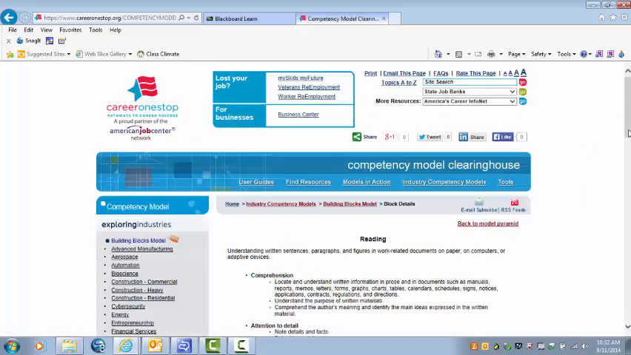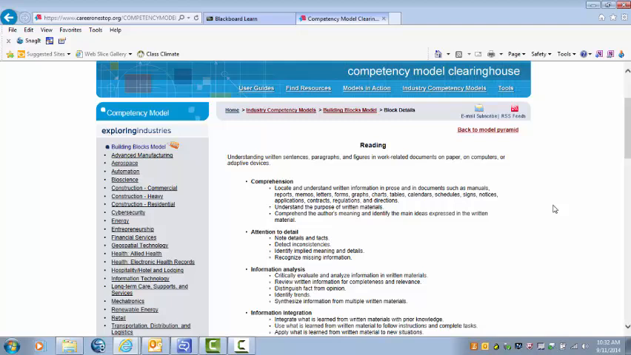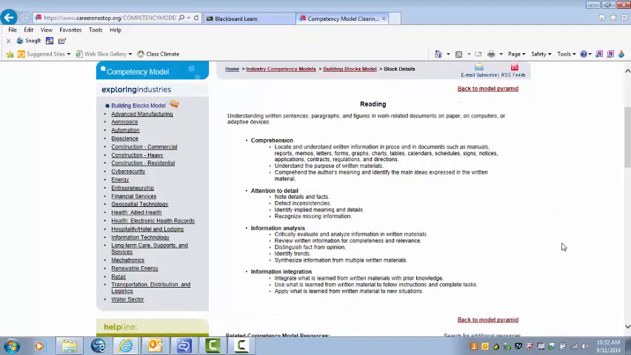If I click on reading, I see its components are comprehension, attention to detail, information analysis, and information integration. The statements underneath each of the competencies can become course outcomes, ensuring that the competencies are embedded in the curriculum.